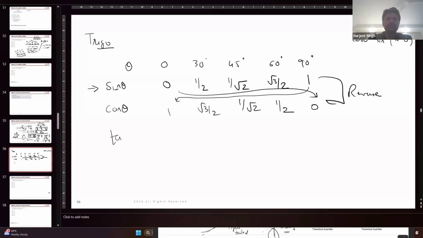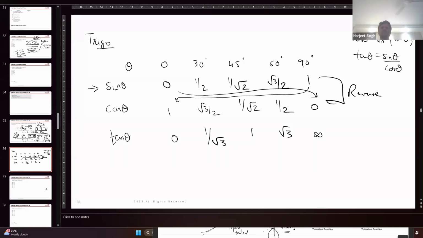And tan theta is the ratio of sine and cos. And it's just the ratio. So 0 by 1 is 0. This ratio is 1 by root 3. This ratio is 1. Tan 60 degrees is root 3. And tan 90 degrees is not defined, 1 by 0. So this is a good table to know.